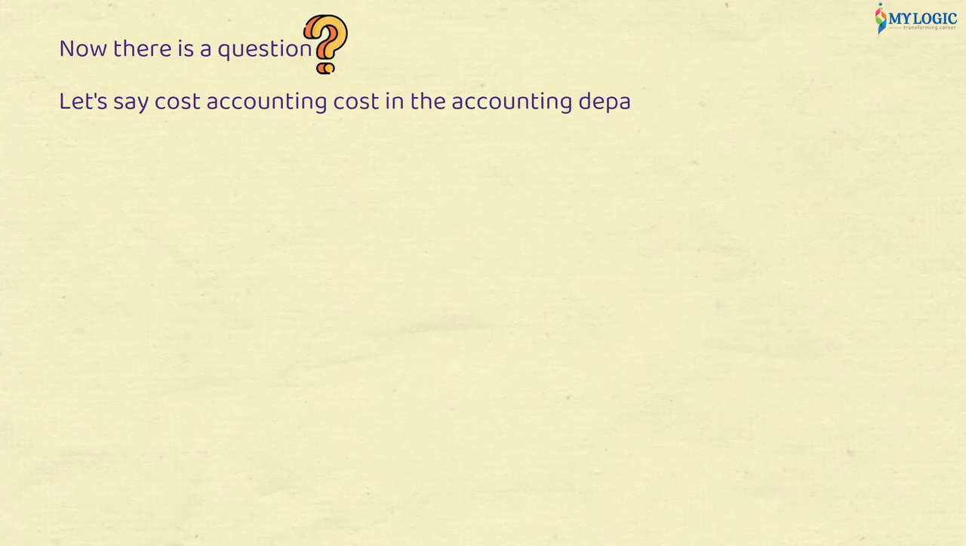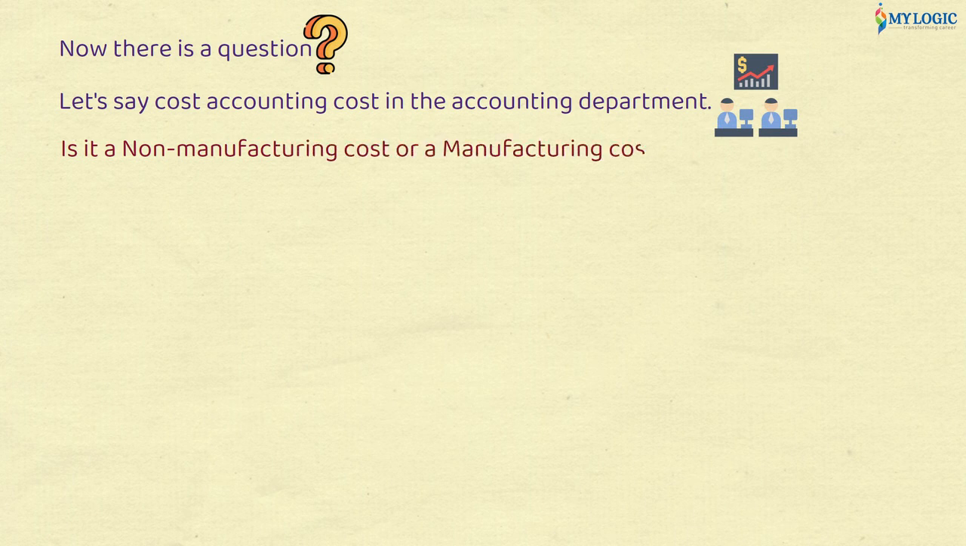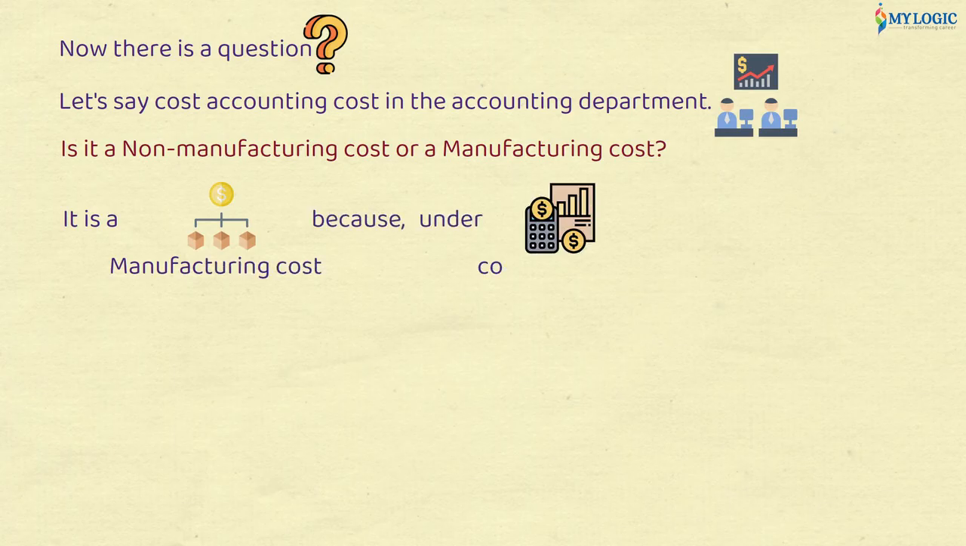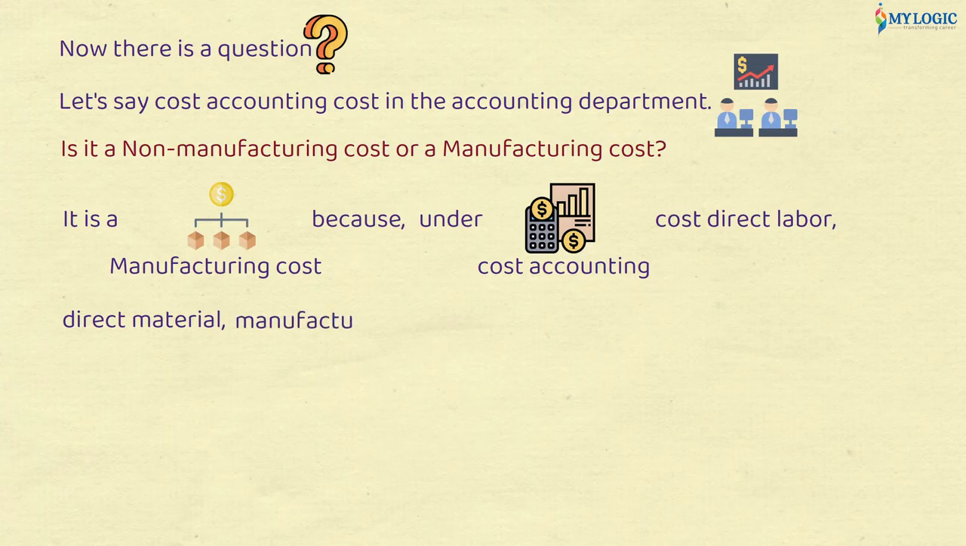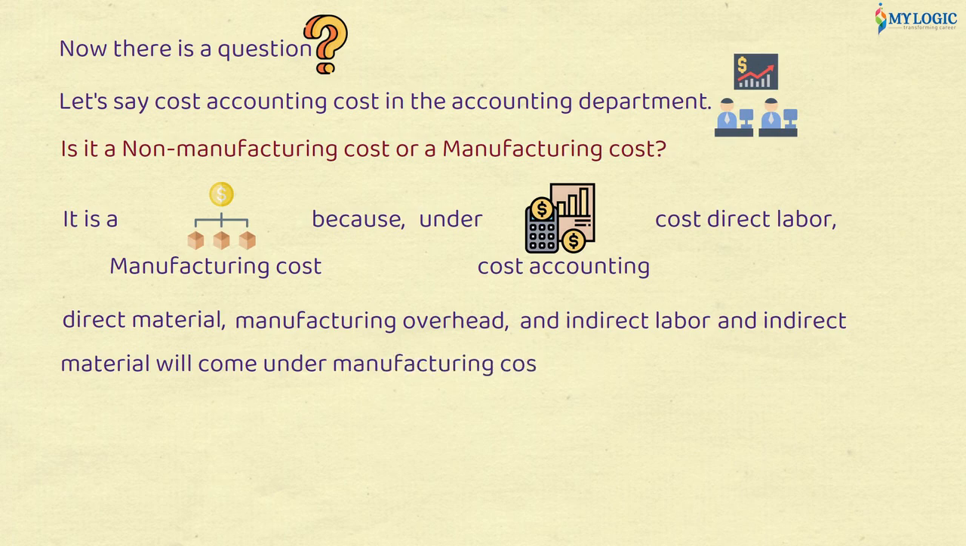Now there is a question. Let's say cost accounting cost in the accounting department. Is it a non-manufacturing cost or a manufacturing cost? It is a manufacturing cost because under cost accounting, cost direct labor, direct material, manufacturing overhead, and indirect labor and indirect material will come under manufacturing cost.